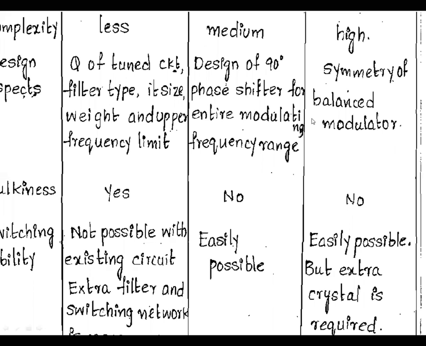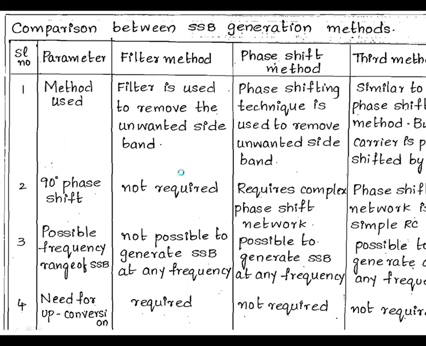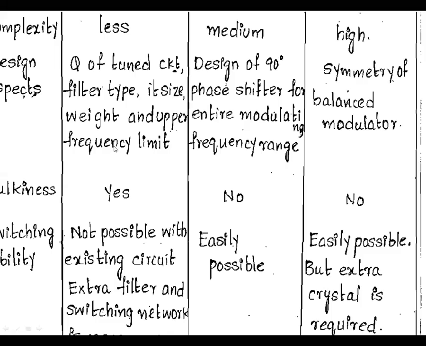So the second method designs a 90-degree phase shift for the entire modulating frequency. That is, a signal of any frequency can be generated. Similar to that, the third method also generates a signal at any frequency. But in the first method, a certain signal is generated by using a tank circuit.